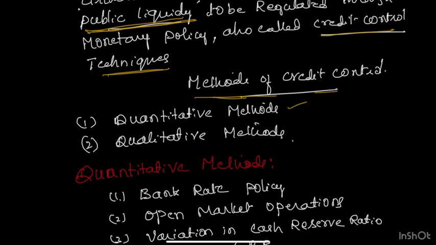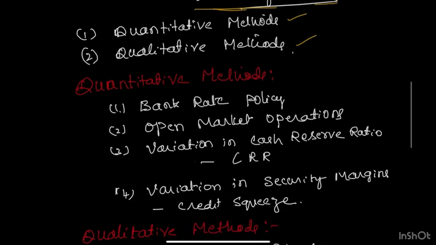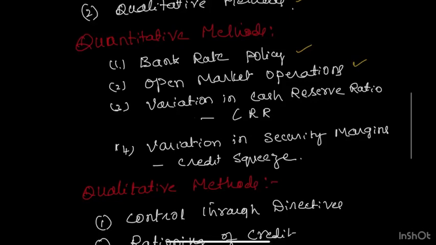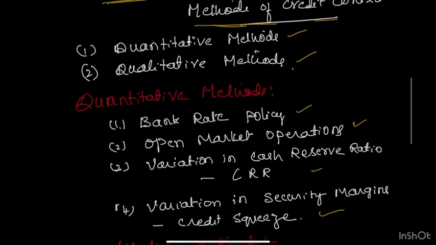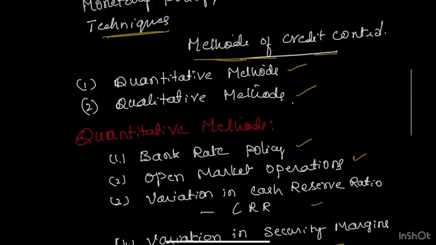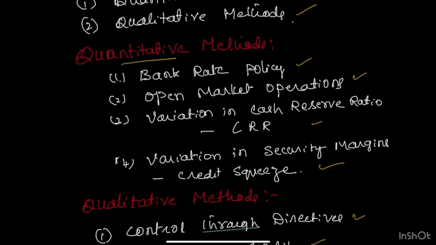They are broadly classified into quantitative methods and qualitative methods. Under the quantitative, we find bank rate policy, open market operations, the variation in cash reserve ratio, variation in security margins. And the qualitative methods: the control through directives, rationing of credit, moral suasion, and direct action. These are the different tools or the measures, the techniques which are used by the RBI to have a control over the money circulation or the credit control in the economy, to have a control over the inflation. Let's understand one by one.